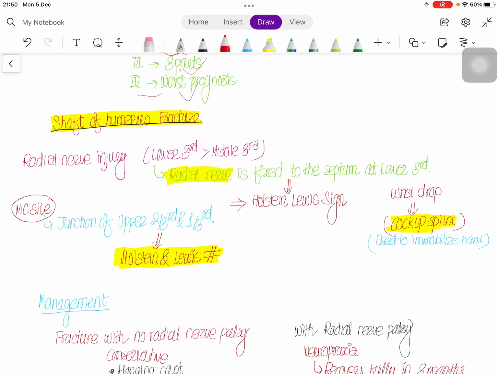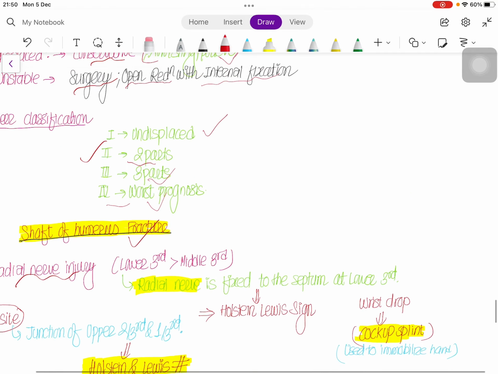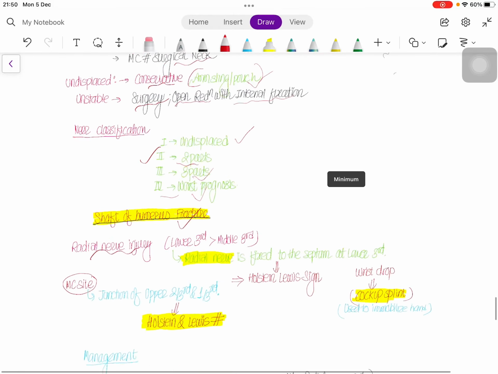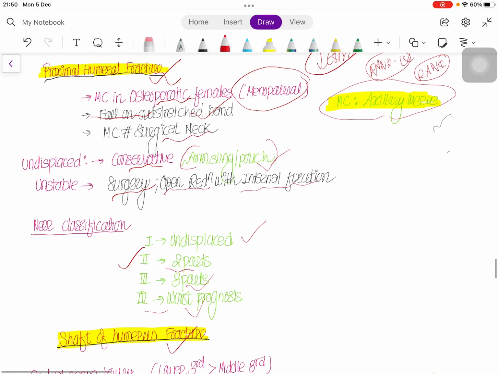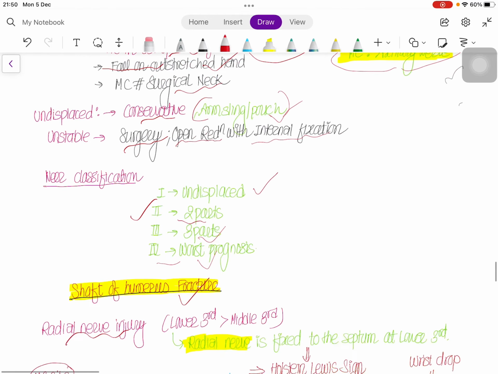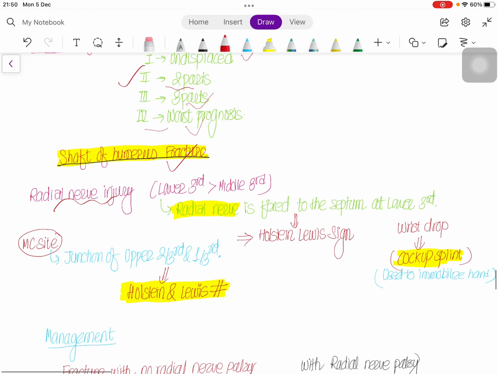Another is the shaft of the humerus fracture. In this, radial nerve injury is the most common nerve injury. In the proximal humerus there is axillary nerve injury, but in the shaft, radial nerve injury. In the lower third of the shaft, more than the middle third, there is more chance of radial nerve injury, because the radial nerve is fixed to the septum at the lower third. That is called Holstein Lewis sign.